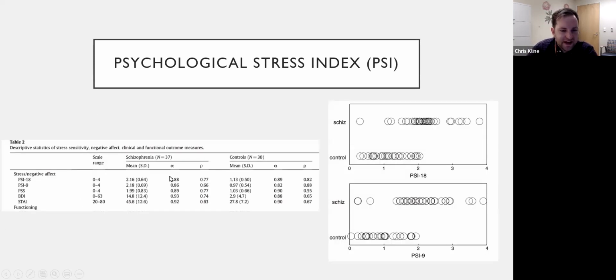So both the Psy 18, which is the full form of the tool, and then the Psy 9, which is the abbreviated version, had good levels of internal consistency. Alpha values were 0.88 and 0.86. The schizophrenia cohort scored higher on both versions of the tool compared to healthy controls. And then they did a logistic regression analysis, and schizophrenia versus healthy control could be classified on the basis of the Psy 18 score with an overall accuracy of 83%. And then with the Psy 9 tool, 82%.